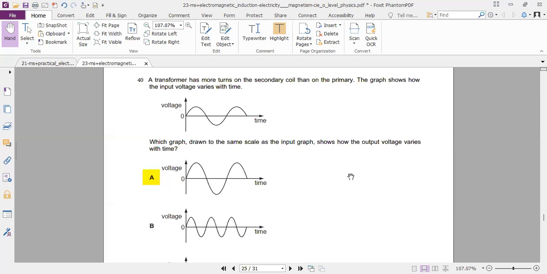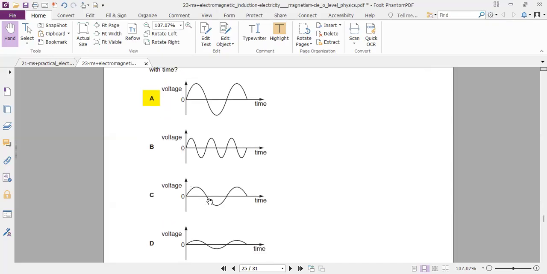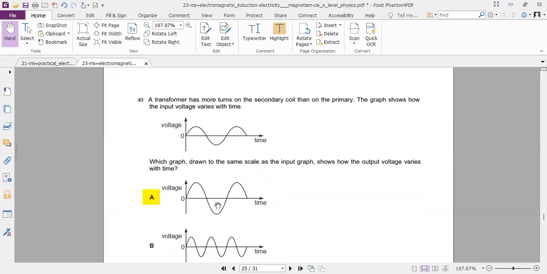So, which graph shows the voltage is increased? The output voltage is this one because we have increased the turns. So look at the question. It shows the output voltage varying with time at the same scale. So it's this one. The transformer has more turns on the secondary, so the output voltage amplitude should be more.